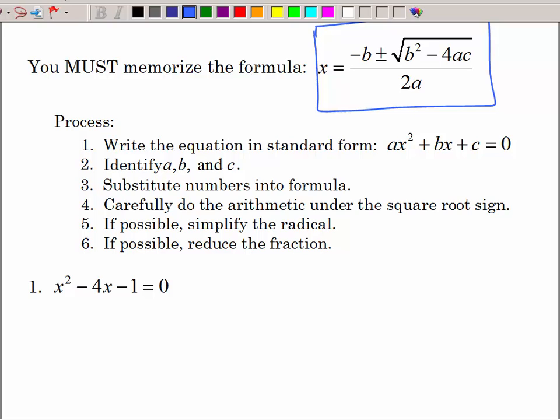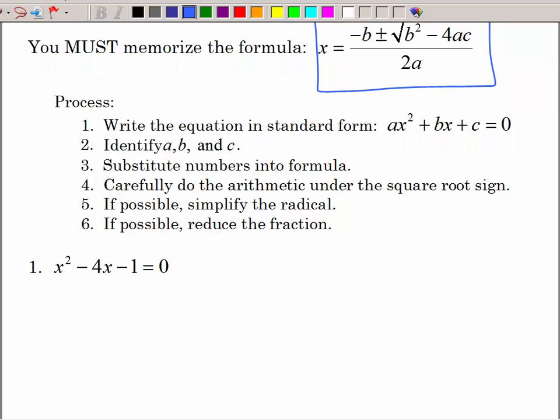So I've written out a process. The first thing we have to make sure is that it is in standard form, so we can identify a, b, and c. Notice a is in front of x squared, b is in front of x, and c is what we call the constant. Then we're going to substitute the numbers into the formula and then do some arithmetic. And really, the arithmetic is probably the hardest part.